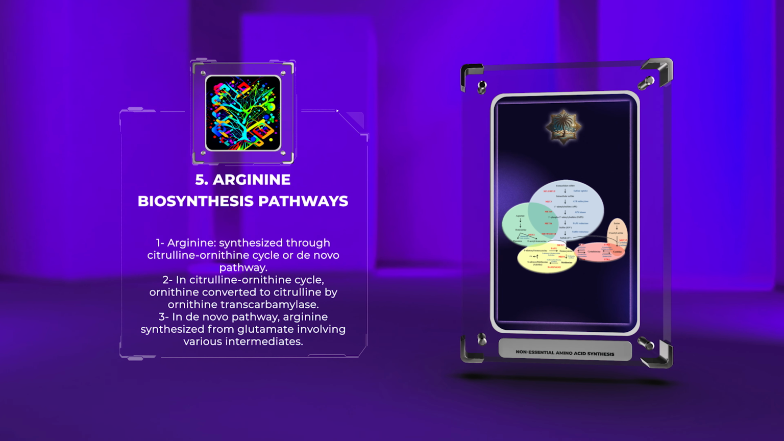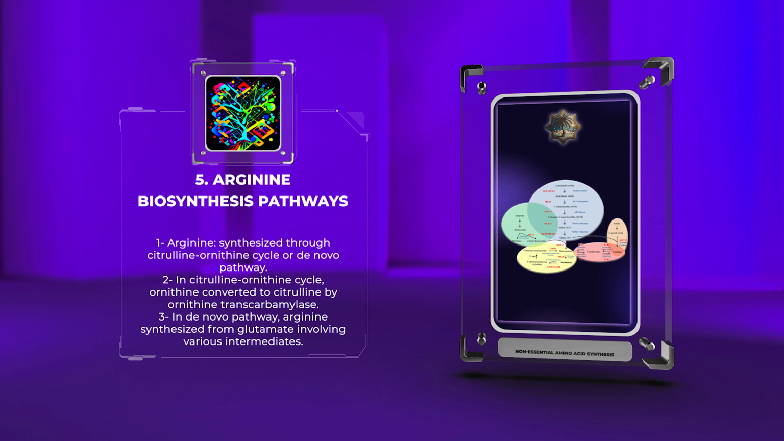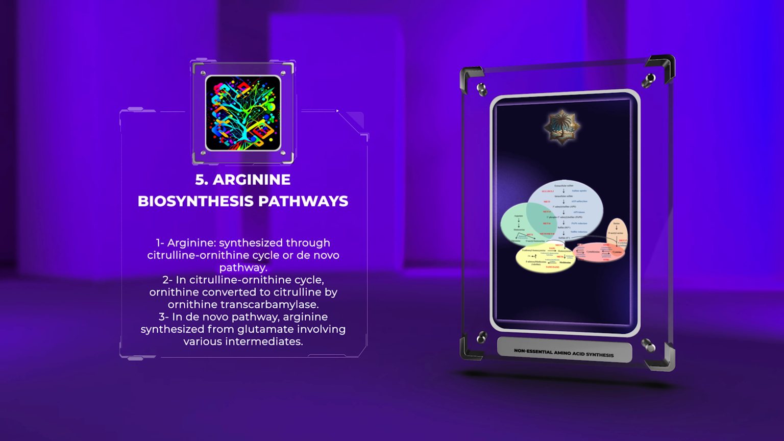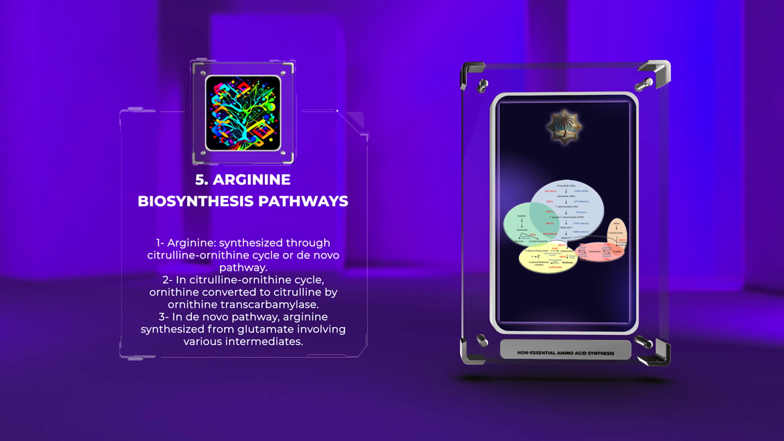In the citrulline-ornithine cycle, ornithine is converted into citrulline by the enzyme ornithine transcarbamylase. In the de novo pathway, arginine is synthesized from glutamate via a series of reactions involving various intermediates, such as acetyl-CoA, acetoacetyl-CoA, and 5-phosphoribosyl 1-pyrophosphate.